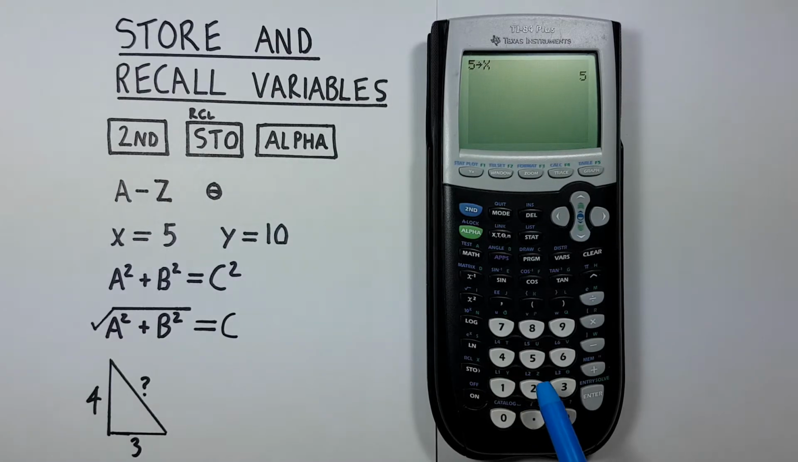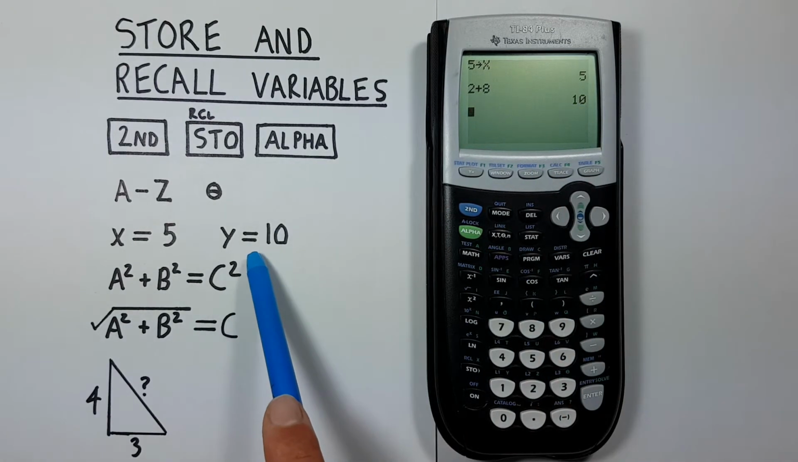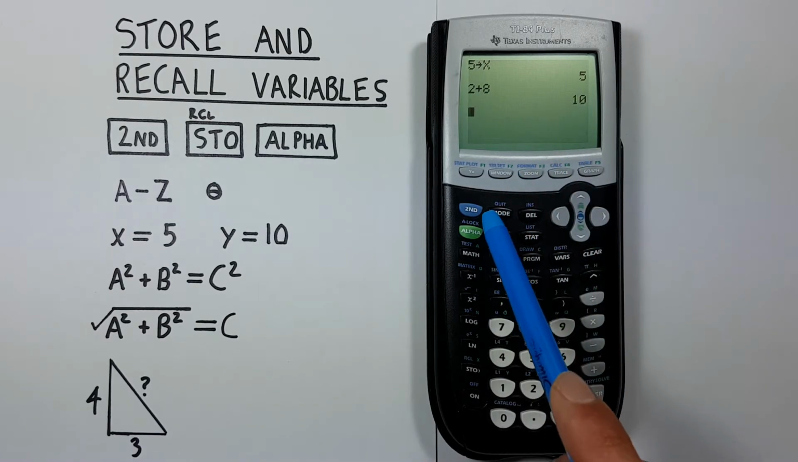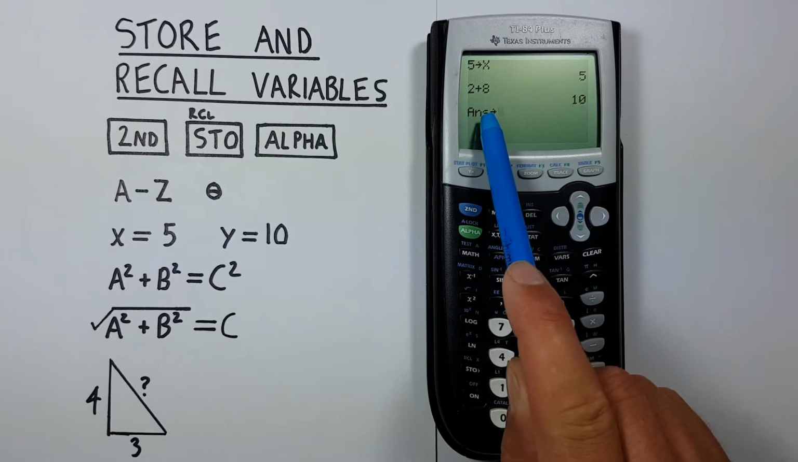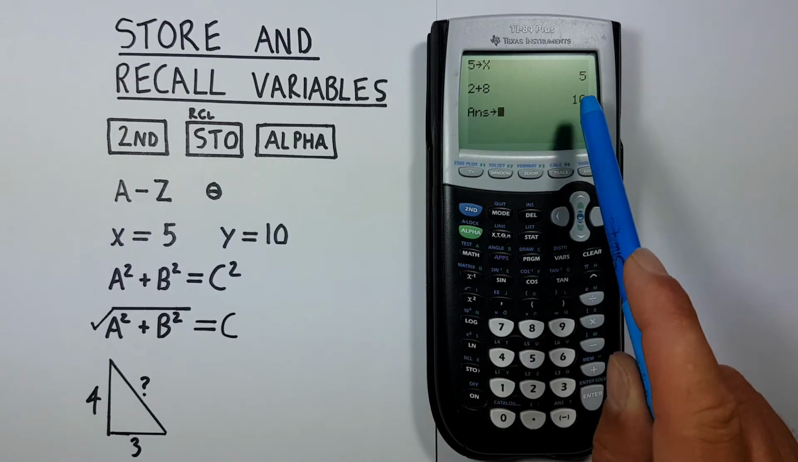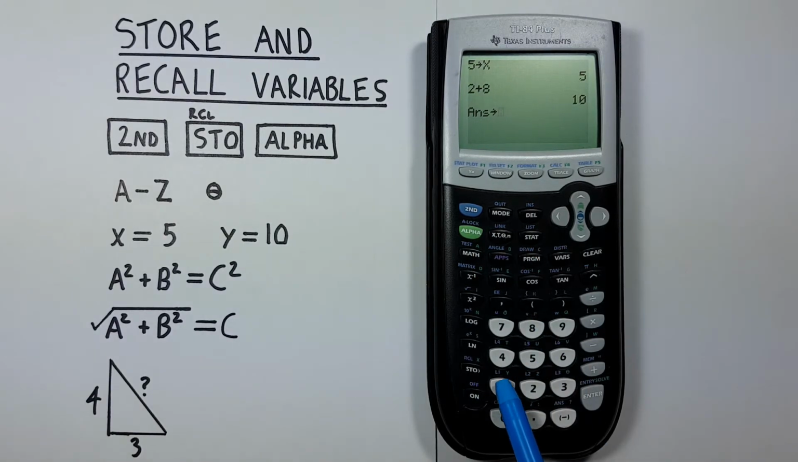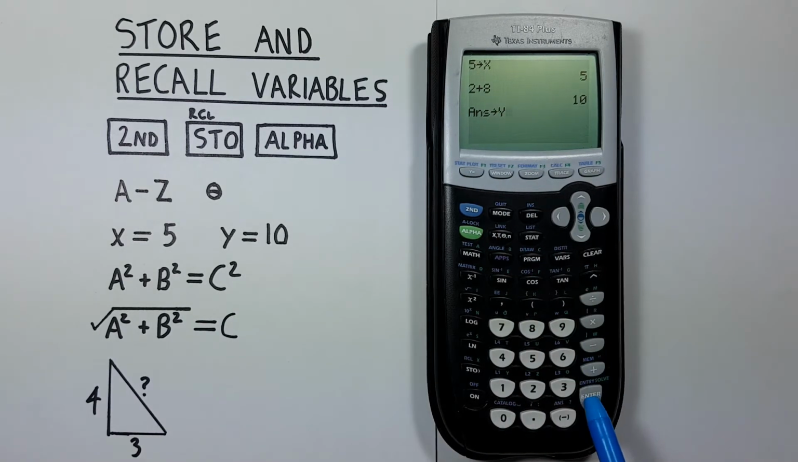Like say we wanted to do 2 plus 8 equals 10, and we wanted to store that in our y slot. Well, there we go, we have 10, and then we just press store, and it uses the last calculated value. So in this case that would be that 10, and we want to put it into y, so again we press alpha, and y is the alpha value of 1. So there we go. Answer into y. Press enter, and there we go.